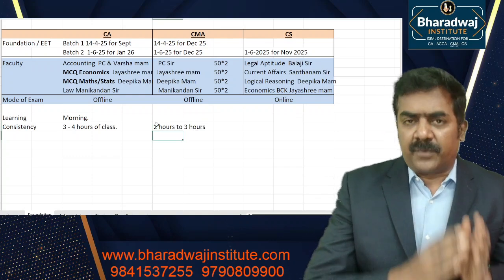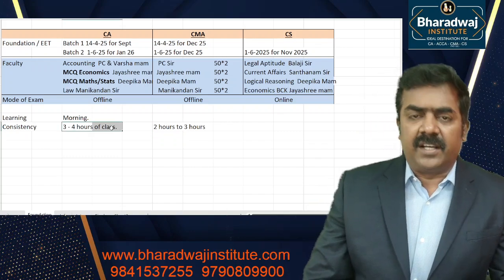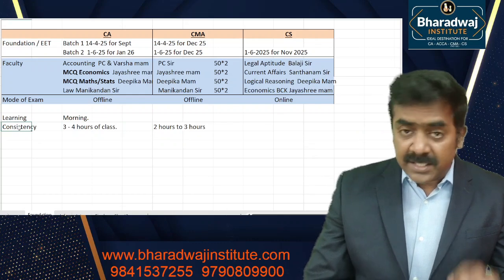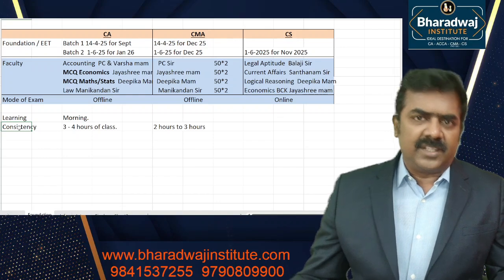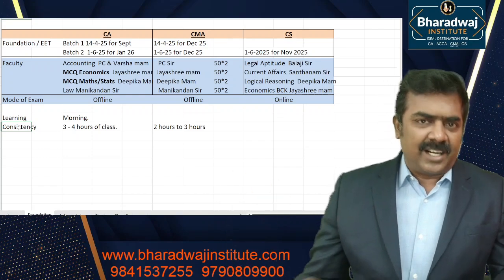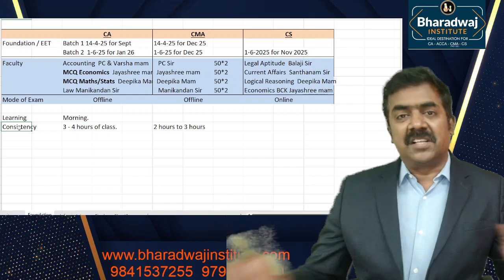You do this for foundation, inter, and final, and you pass the course. The combination is about 3 to 4 hours of class and 2 to 3 hours of study at home. Consistently, you have to do it. It is not like I spend 1 week and thereafter go away for a week. I do 1 month only class, I don't learn at home, and next 1 month I'll sit and study long hours.